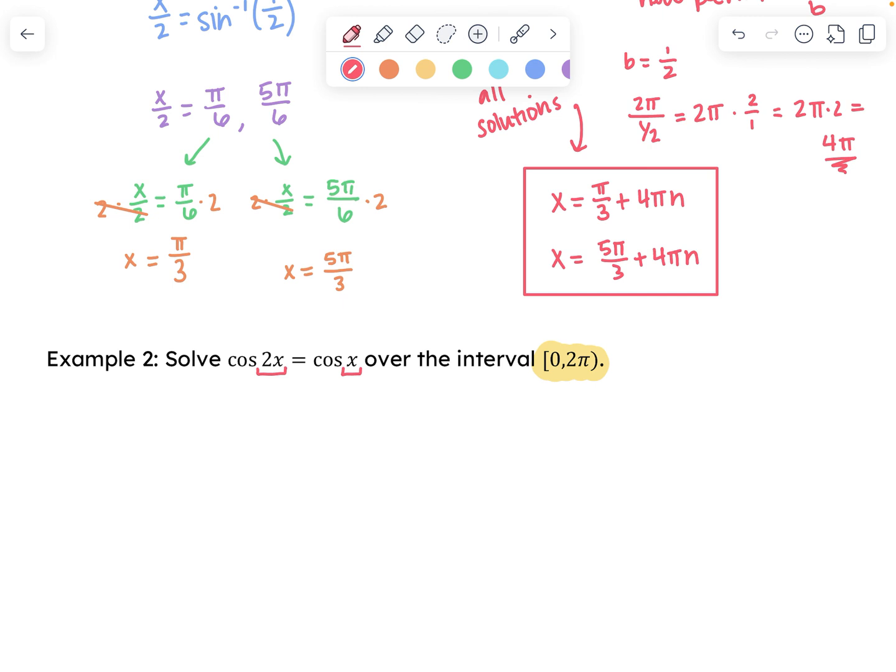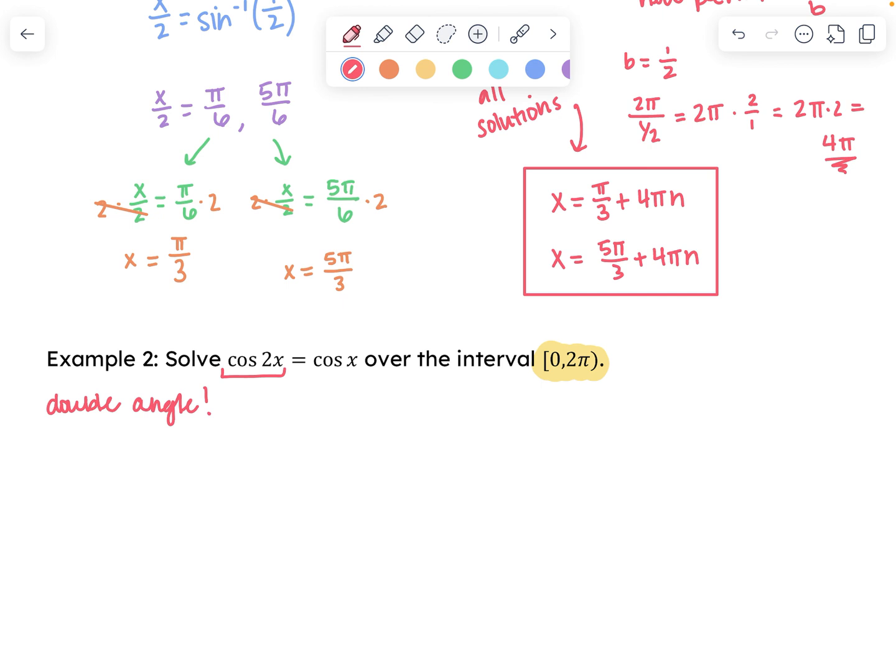So this is where it gets a little tricky because I don't really have the same thing inside my cosines. It's not going to be super easy to solve this. So this is where your identities are going to be super, super helpful. I know that this cosine of 2x is a double angle identity. So when I look at my cosine of 2x, I've got some different options.